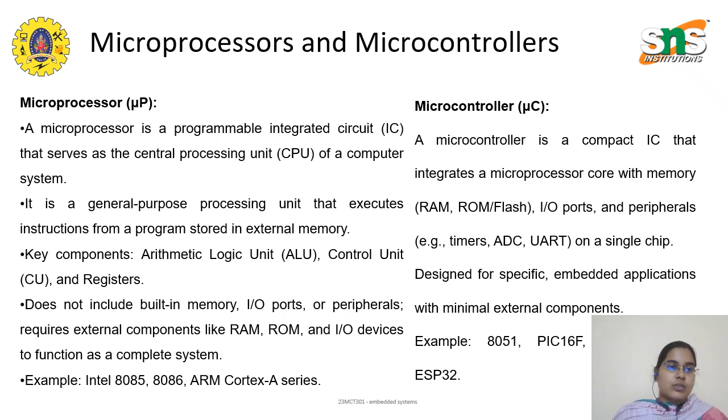A microprocessor is a general purpose processing unit that executes instructions from a program stored in external memory, whereas a microcontroller is designed for specific embedded applications with minimal external components. The microprocessor doesn't have inbuilt memory, whereas the microcontroller has inbuilt memory like ROM and RAM, and external memory can also be interfaced. The microprocessor needs external memory interfacing to perform complete functions. Examples of microprocessors are Intel 8085, 8086, and the ARM Cortex-A series, whereas microcontrollers include the 8051, PIC microcontroller, and ESP32.